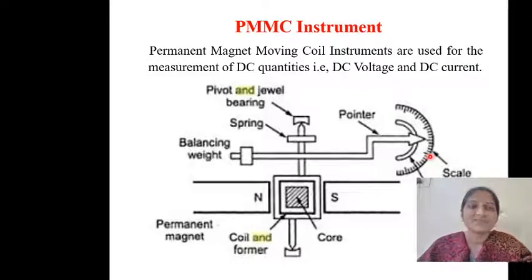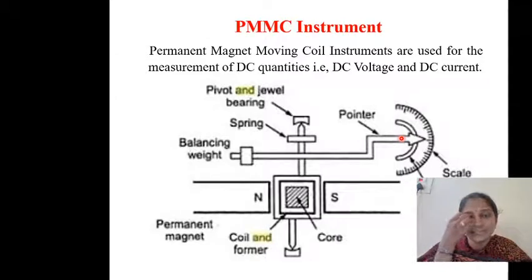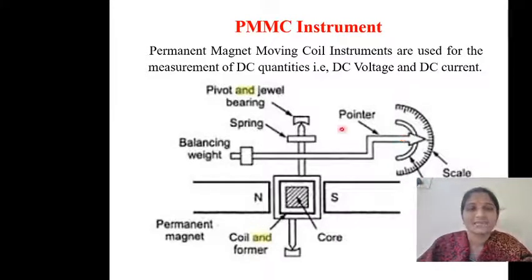Because of that force, this coil will be moving on the spindle. So the spindle also moves, and the pointer attached to the spindle also moves on the scale. Now once again I explain. What is the working principle here? The working principle is Lorentz force, that is the motoring principle. So what is this Lorentz force? Whenever a current carrying conductor is placed in a magnetic field, it experiences a force which is called Lorentz force.